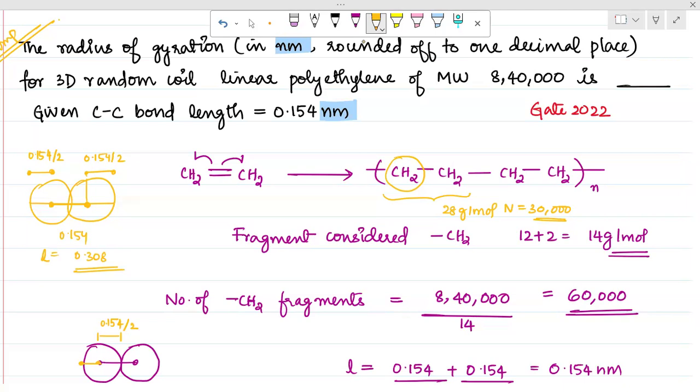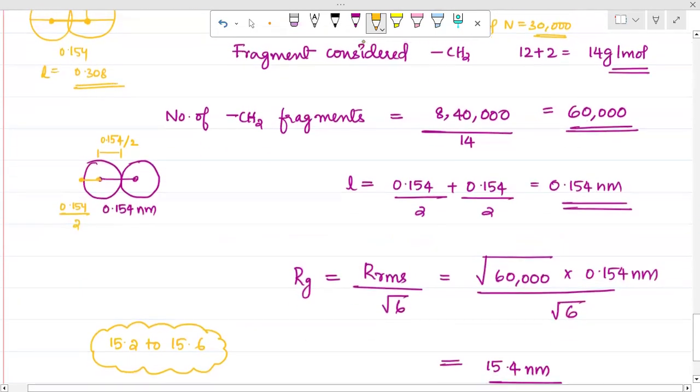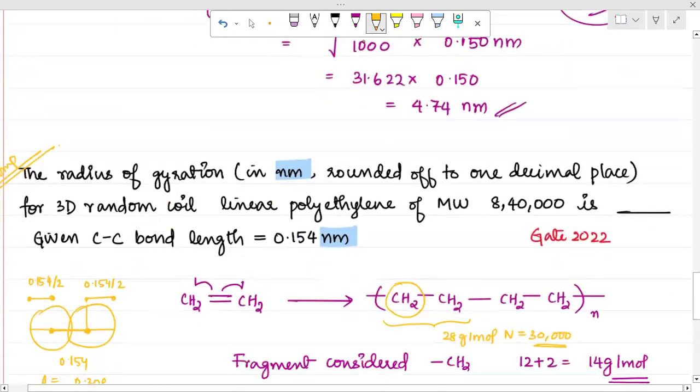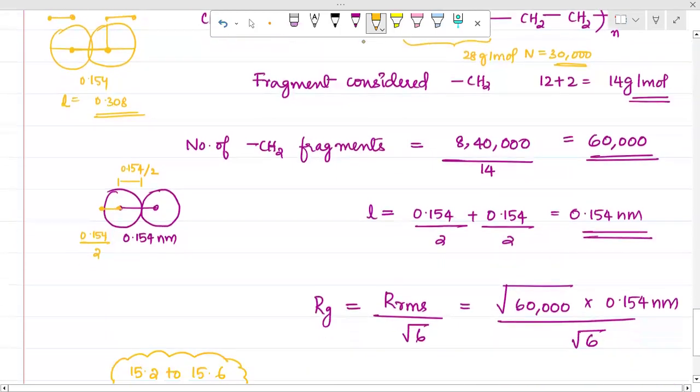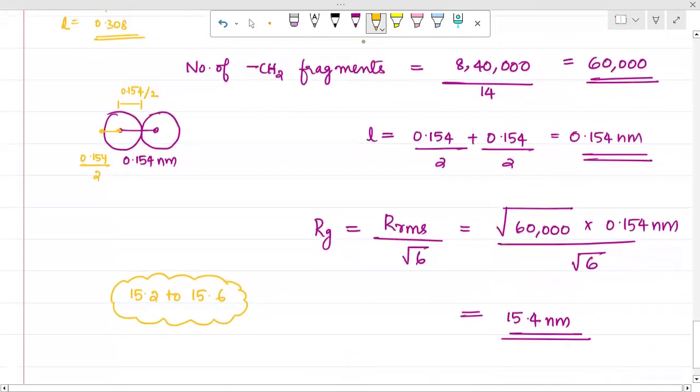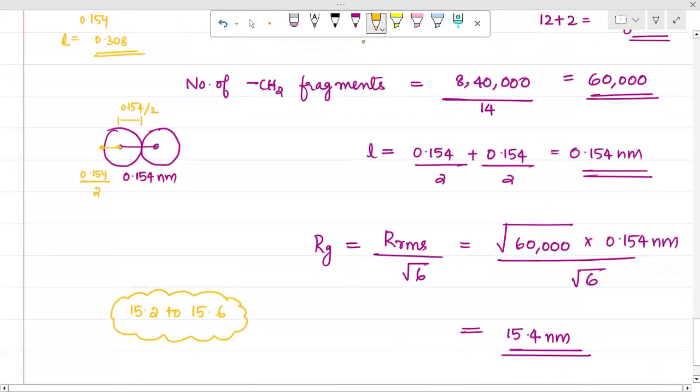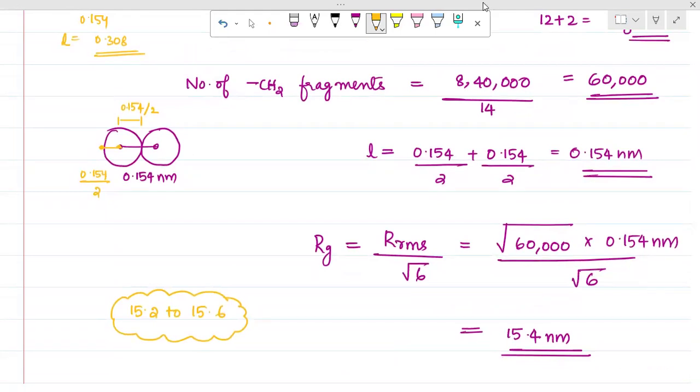I repeat again and again. In the upcoming GATE exam, if they put a similar question, keep in mind that the fragment they have taken is not the monomer fragment, but the smallest carbon fragment, which is CH2. We have a reference which was put forth by them only, in case they change. So this question is important. And with that, we wind up the session. Very easy peasy, but important sessions from polymer chemistry.